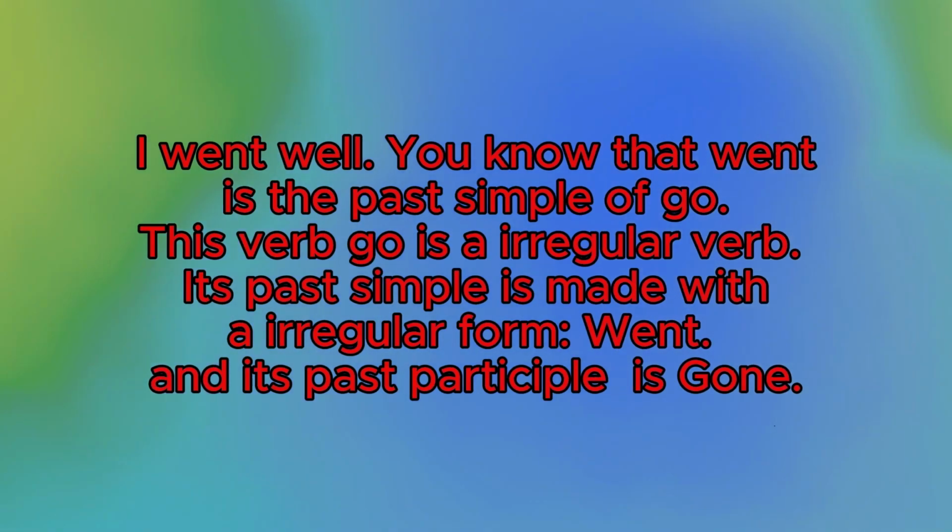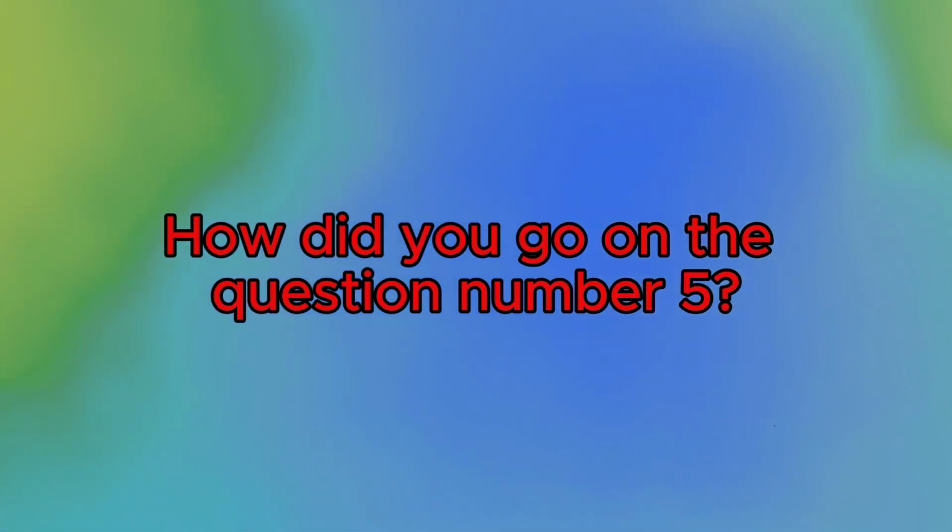I went well. You know that went is the past simple of go. This verb go is an irregular verb. Its past simple is made with an irregular form, went, and its past participle is gone. How did you go on the question number 5? I went well on that question. I went well in the interview yesterday.